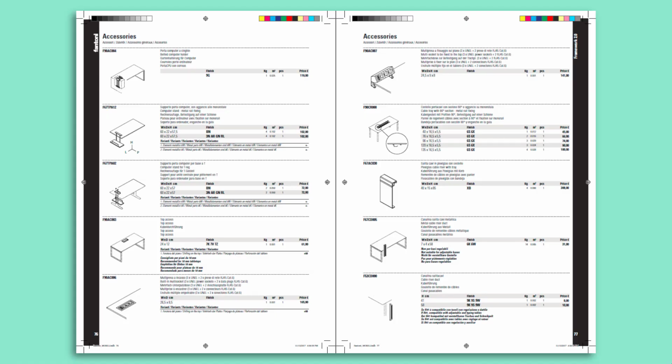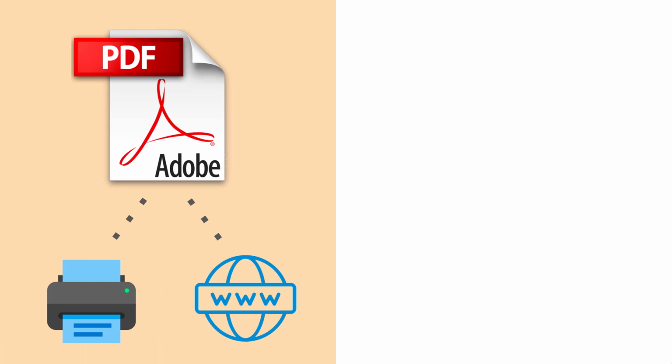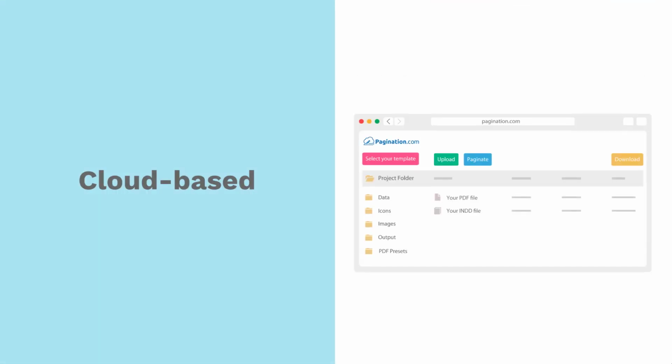PDFs can be ready to print with crop marks, bleeds, and slugs, or ready for a light and fast digital distribution. The documents are also available to download in InDesign format, so you can open and edit them easily. Pagination is cloud-based. You can use it directly from your browser, or when scheduled, setting tasks with a powerful command line interface. Even better, it works 24/7.